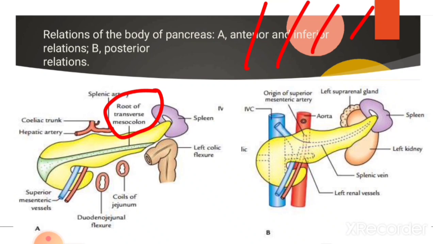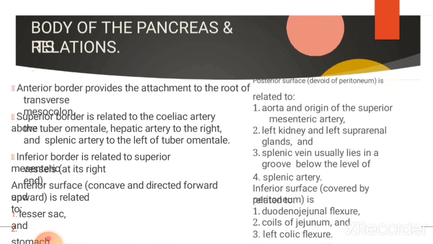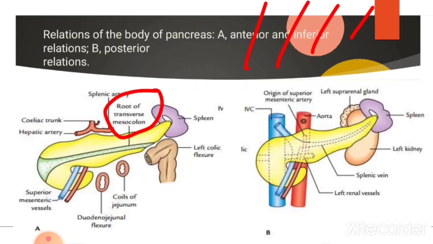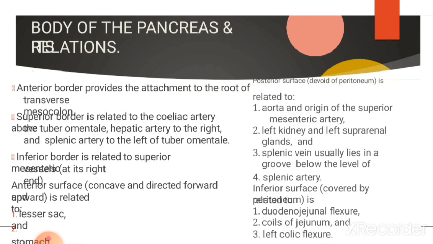Now next is the relation on the superior border of the body of pancreas. The superior border is related to the celiac artery and splenic artery. So what are these? This is also marked in the diagram, the splenic artery and the hepatic artery. So these are the vessels which are on the superior border. So you just go through the diagram, this will help you a lot.